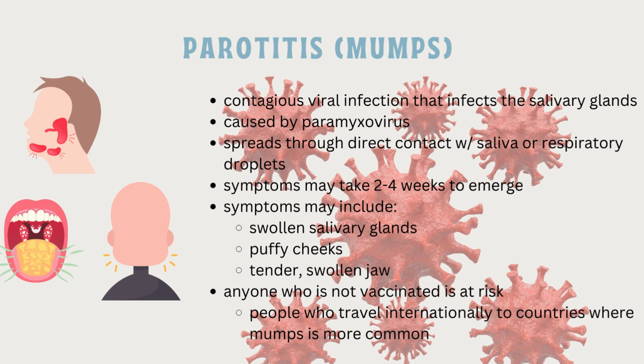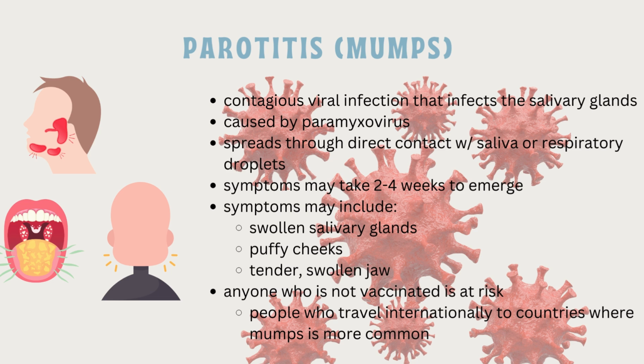Our next viral infection is parotitis, or mumps. Parotitis or mumps is a contagious viral infection that infects the salivary glands. It is caused by the virus paramyxovirus. It spreads through direct contact with saliva or respiratory droplets. So this one is more direct contact, while measles is airborne.